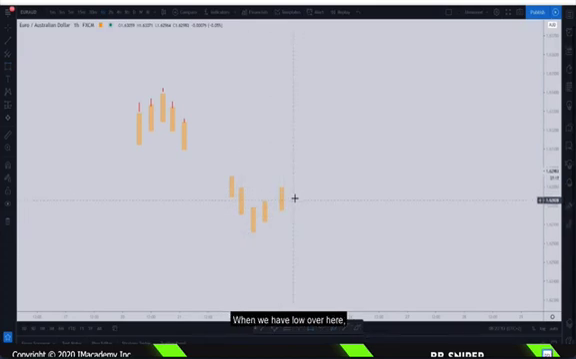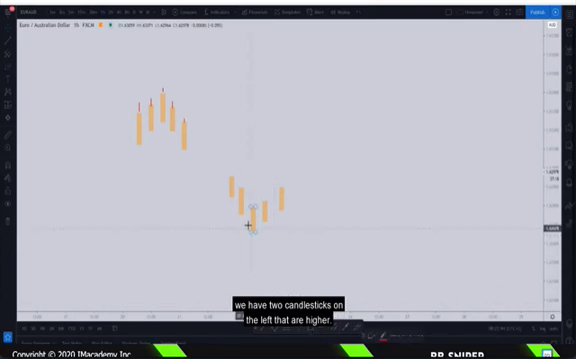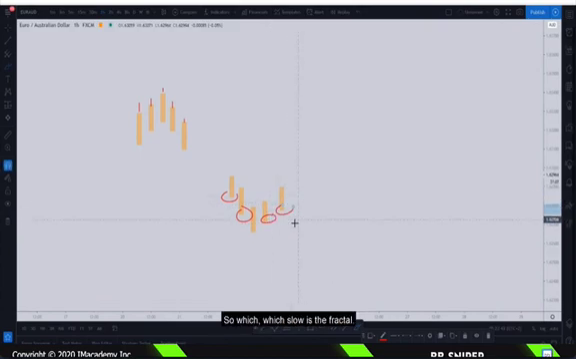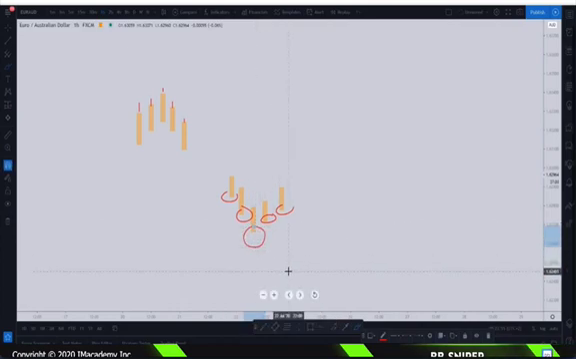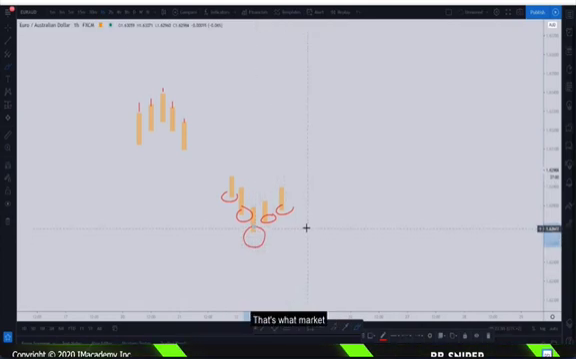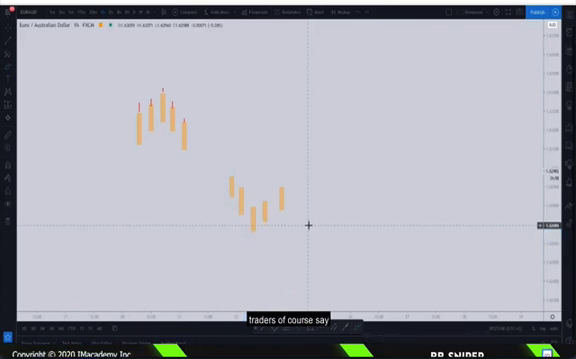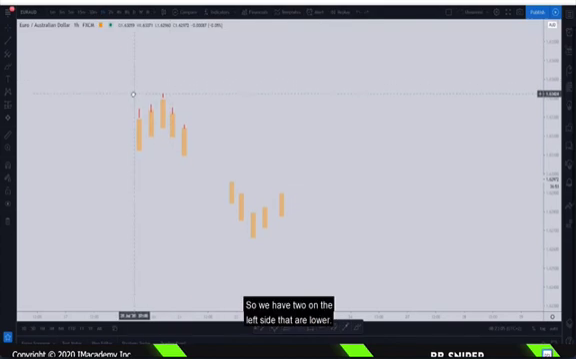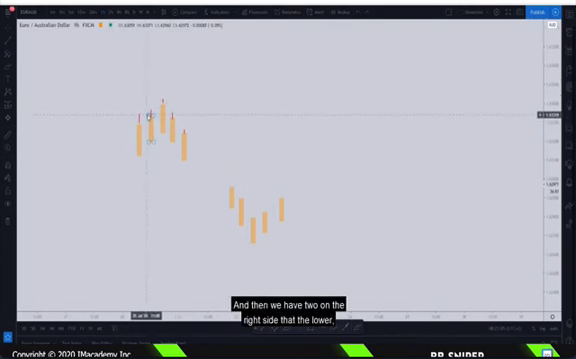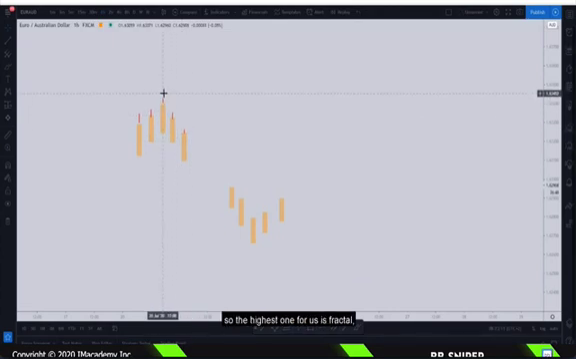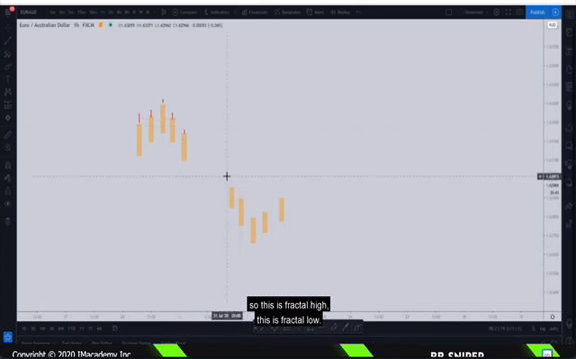When we have a low over here, we have 2 candlesticks on the left that are higher and 2 candlesticks on the right that are higher. So which low is the fractal? It's the lowest point over here. That's what market traders say is a fractal. For the high, we have 2 on the left side that are lower and 2 on the right side that are lower, so the highest one is the fractal. So this is a fractal high, this is a fractal low.